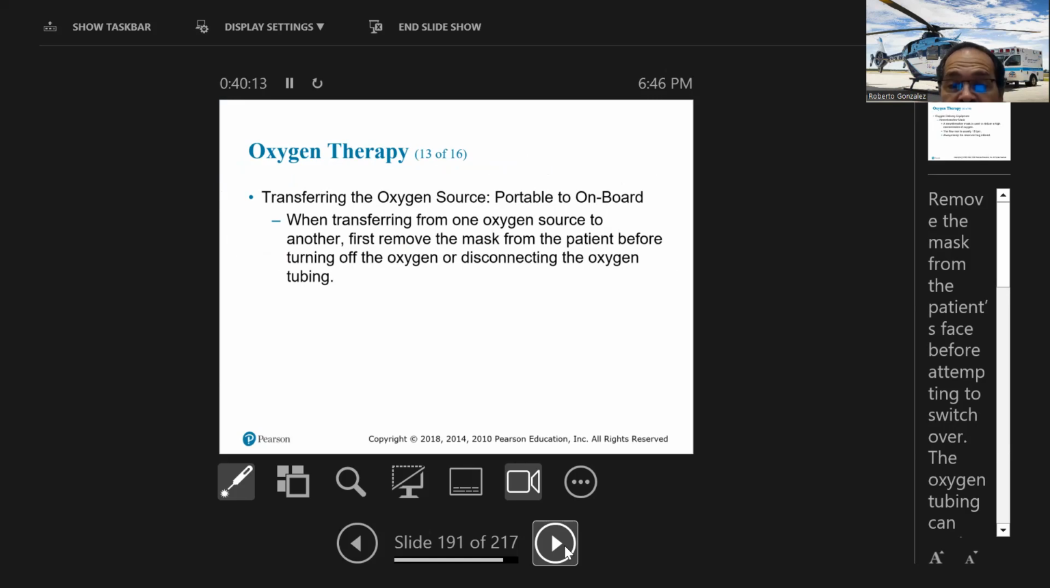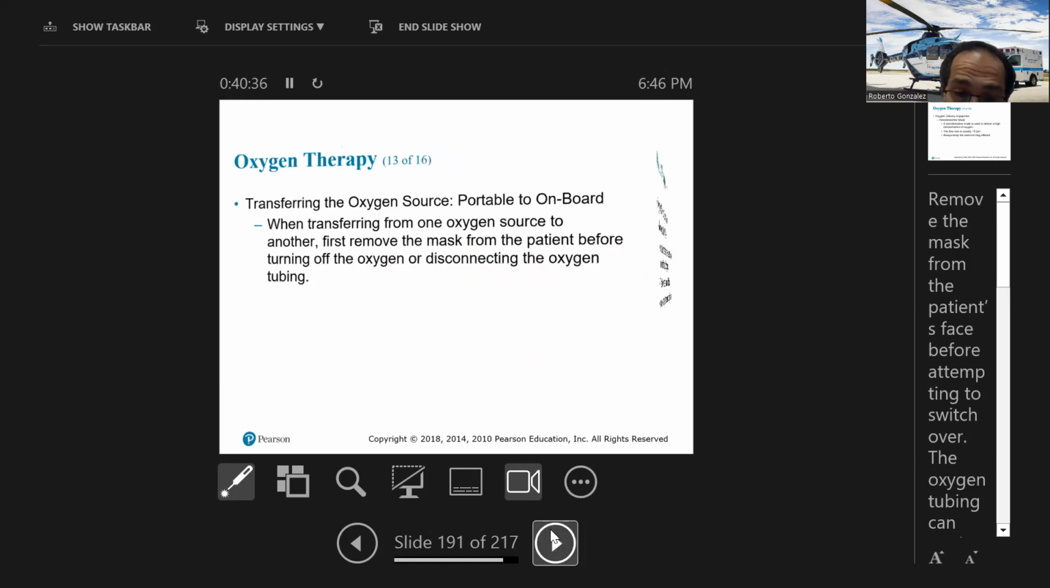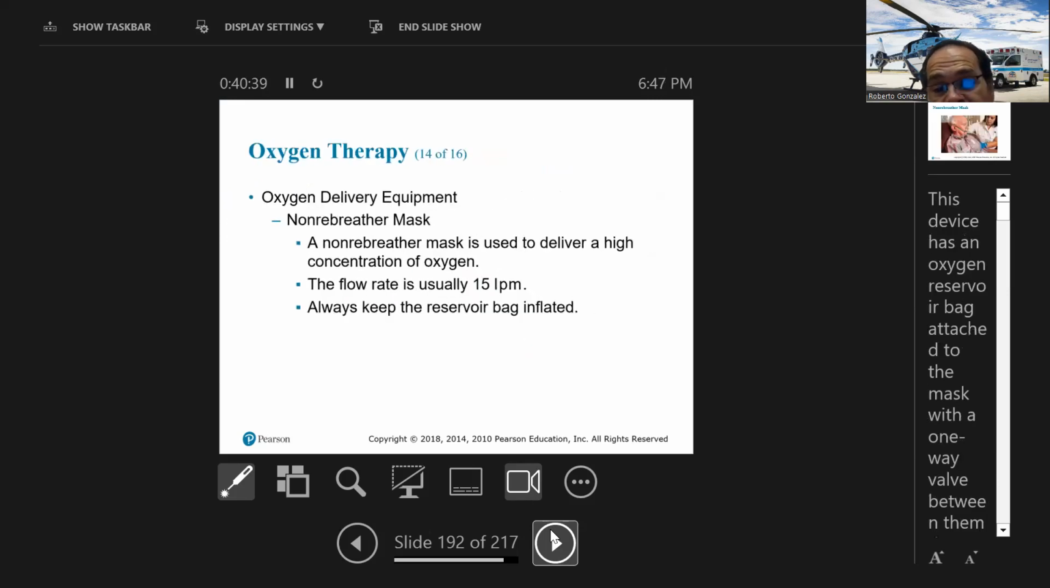Transferring oxygen source, portable to onboard. When transferring from one oxygen source to another, first remove the mask from the patient before turning off the oxygen or disconnecting the oxygen tubing. You only have to do that with a non-rebreather or rebreather, right? Because with the nasal cannula, the patient can still breathe ambient air. Yeah, you can. I would just do it with every single one. You can do it with a simple face mask or with the nasal cannula, just so you can get used to doing it.